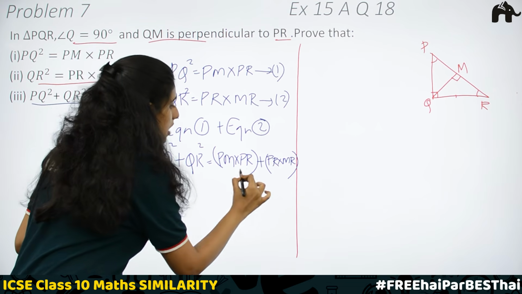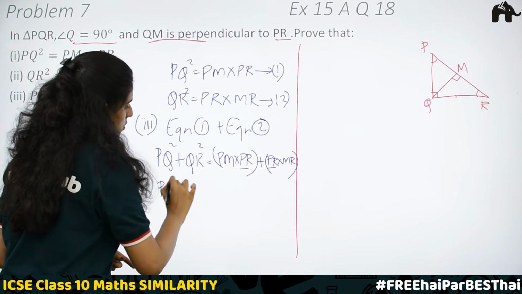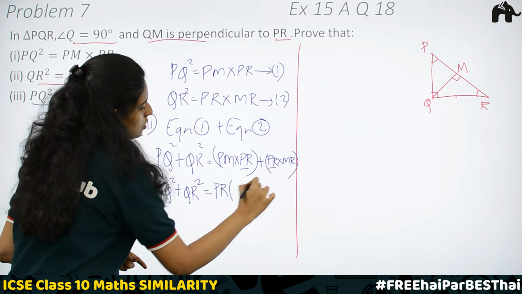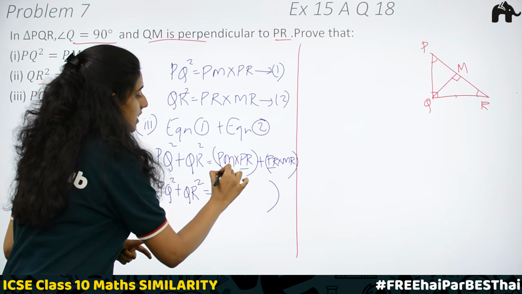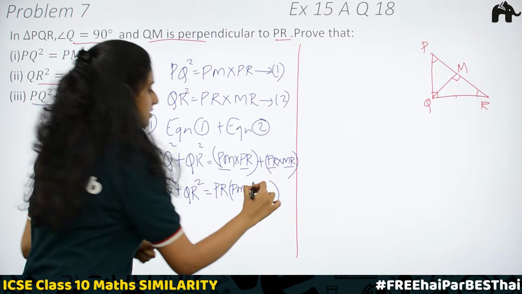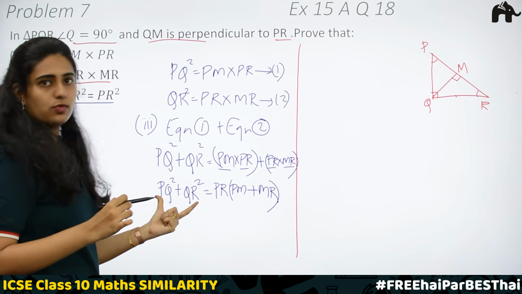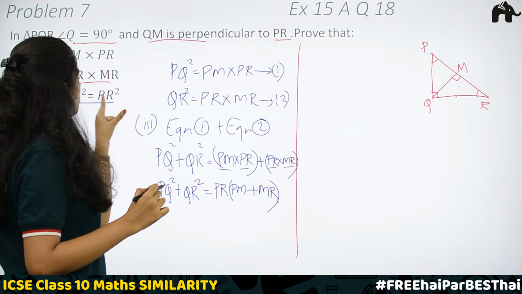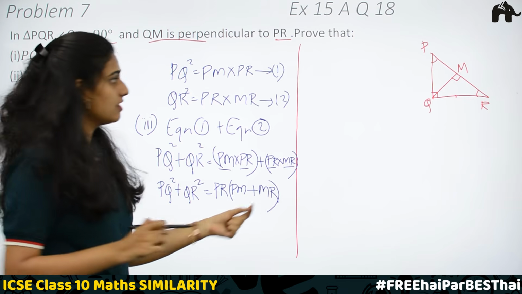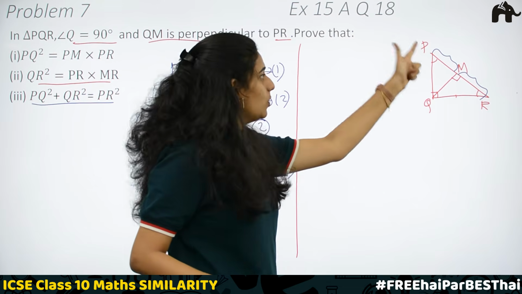Now here we have PR common. We can take this PR outside. Left hand side, PQ square plus QR square is equal to PR into, what is remaining? Here we have a PM plus here we have an MR. PM plus MR. We need to show PQ square plus QR square, left hand side is okay, it should be equal to PR square. How to get PR? We have one PR here. What is PM plus MR? This is PM. This is MR. PM plus MR will be equal to PR.